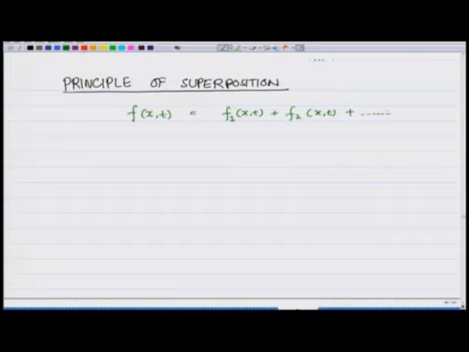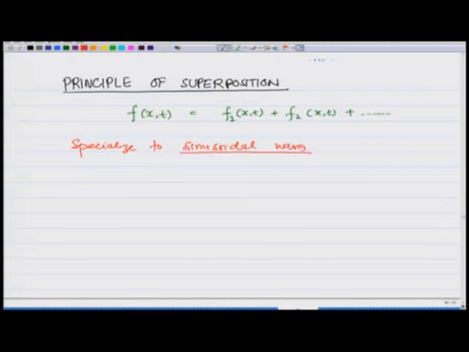And now I am going to specialize to sinusoidal waves, and let me remind you what these are. In these waves, the displacement is given as some amplitude sine of k x minus omega t.